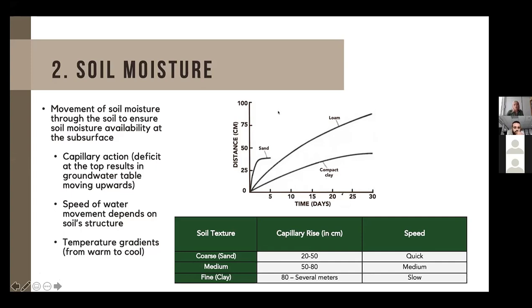The movement of soil moisture also depends on the temperature gradient. So basically, soil moisture always moves from warmer to cooler places in the soil.